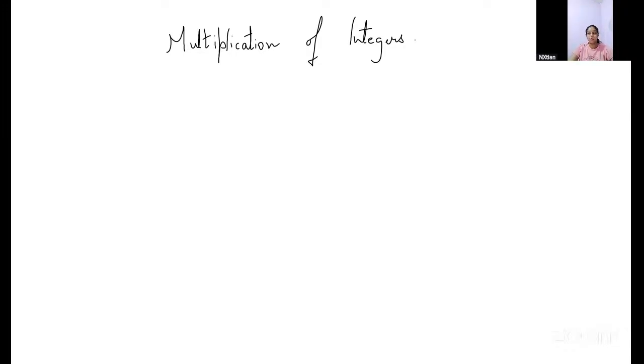Multiplication of integers. First, we will see how we can multiply the integers. Then we will talk about the properties of multiplication of integers. Now, about multiplication of integers, there are some rules or some general points that you can write down.